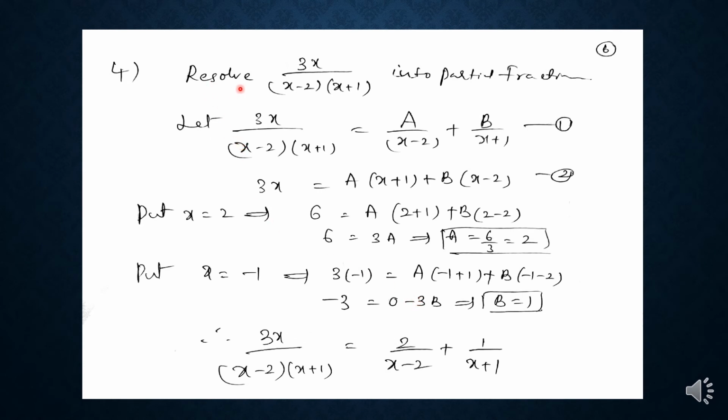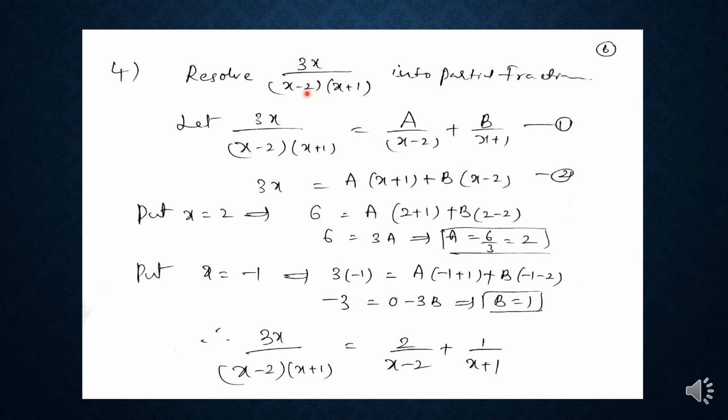Resolve 3x by x minus 2 into x plus 1 into partial fractions. Check whether it is a proper fraction or an improper fraction. So what is the degree of the numerator here? 1. And what is the degree of the denominator? 2. So the rational fraction is a proper fraction.